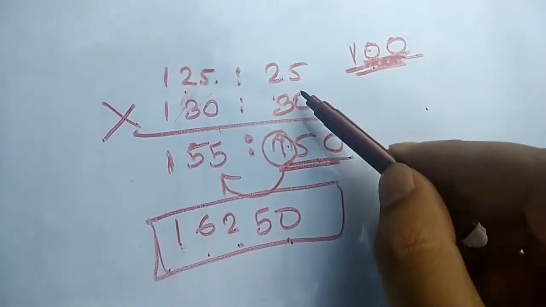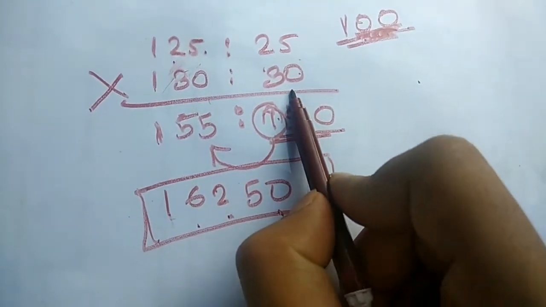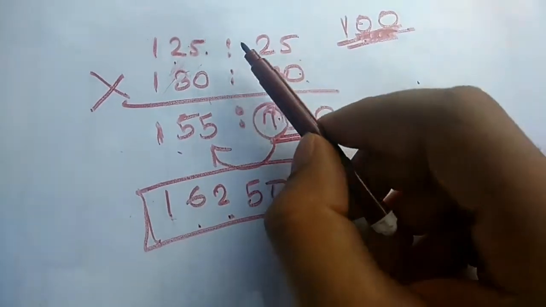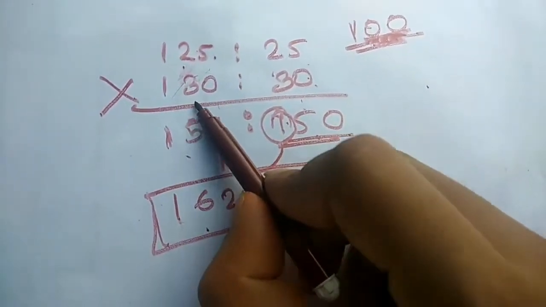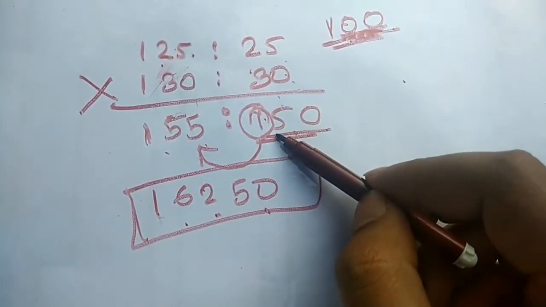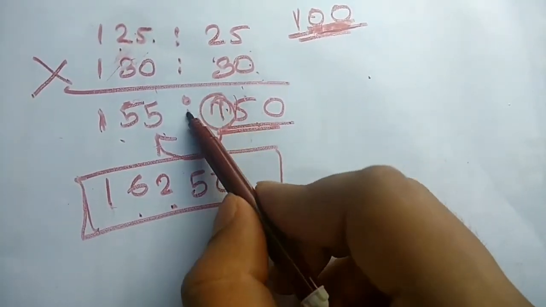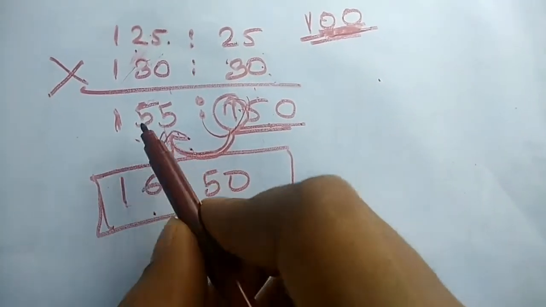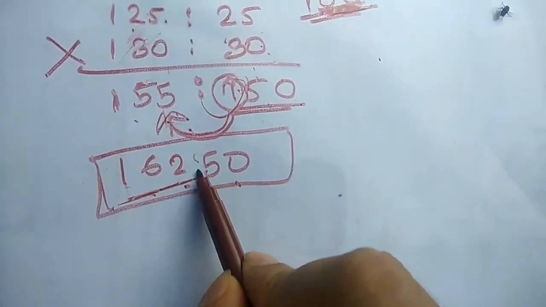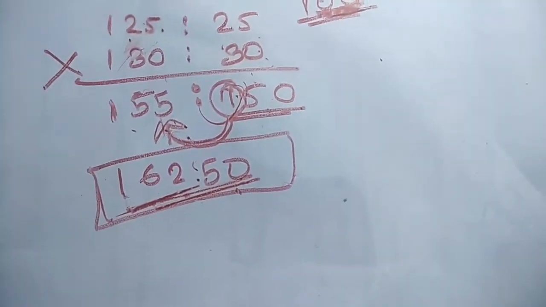Let me revise it. 125 into 130. So 125 is greater by 25 and 130 is greater by 30. If we add 30 to 125, it comes out to be 155. Or if we add 25 to 130, we also get 155. 25 into 30, we get 750. But as we have two zeros in our base, we must take 7 to the left-hand side. We add it to 155, we get 162 and 50. Now the answer is 16,250.